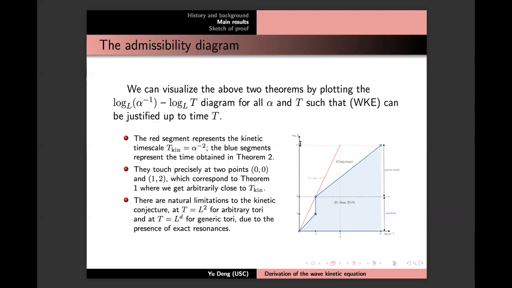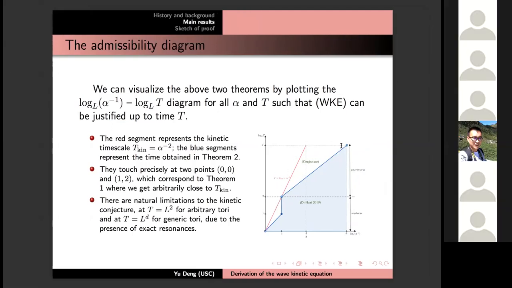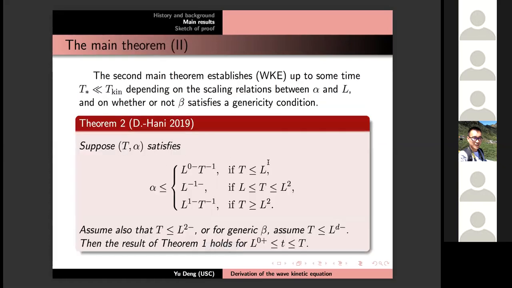And there are natural limitations to the size of t, here and here, as mentioned in theorem 2. But essentially the goal of this theory is to justify the kinetic equation below this red segment. What we have been able to obtain in our theorem is the blue region below these blue segments. These blue segments represent the relation between alpha and L stated in theorem 2, this piecewise defined function of alpha in terms of t and t in terms of alpha.